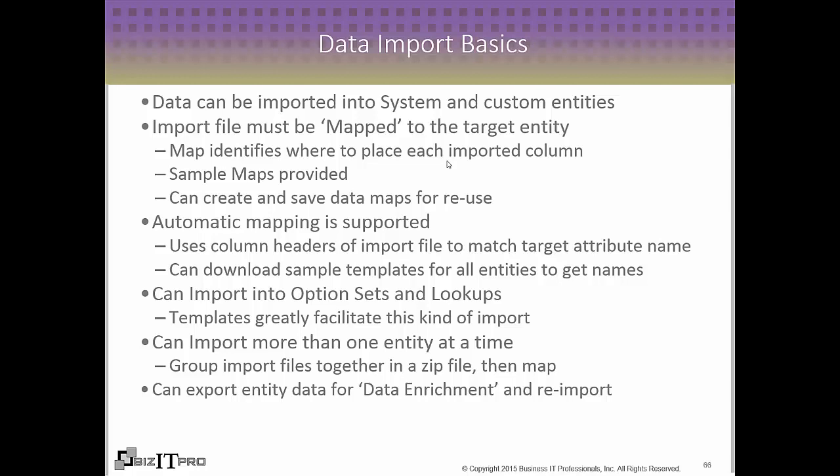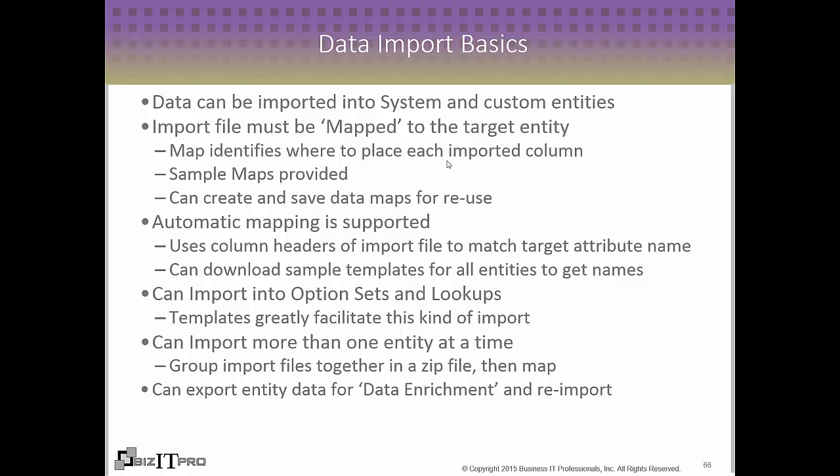The import file must be mapped to the target entity or entities. The map identifies where to place each imported column. Sample maps for all the entities in CRM are provided. You can also create and save your own data maps for reuse. Automatic mapping is supported. It uses column headers of the import file to match target attribute names.